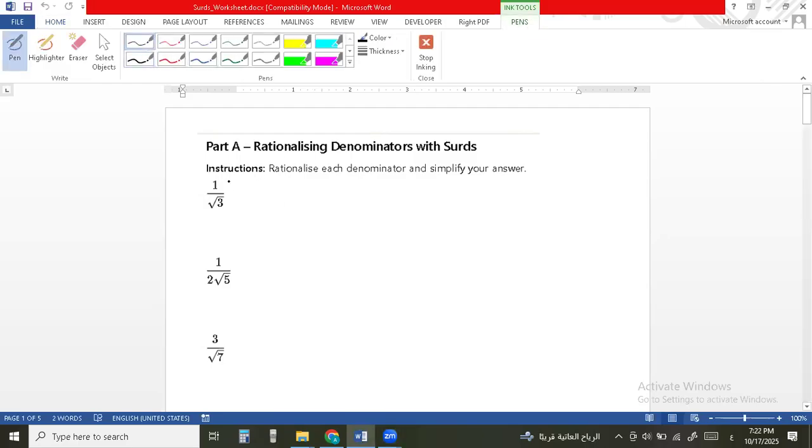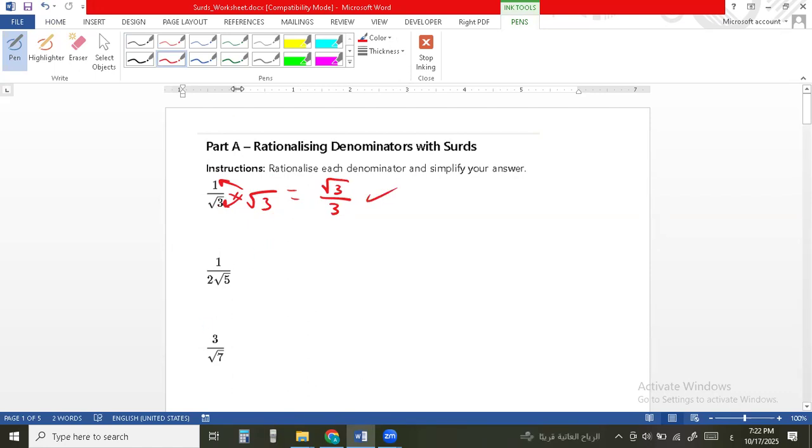To rationalize means that I want to get rid of the surd in the denominator. So if I have root of 3, I can simply multiply by root of 3 down and root of 3 up. So it is up and down. What is this going to be equal to? 1 times root of 3 is root of 3, over root of 3 times root of 3 is 3. And this way, I rationalized the denominator.